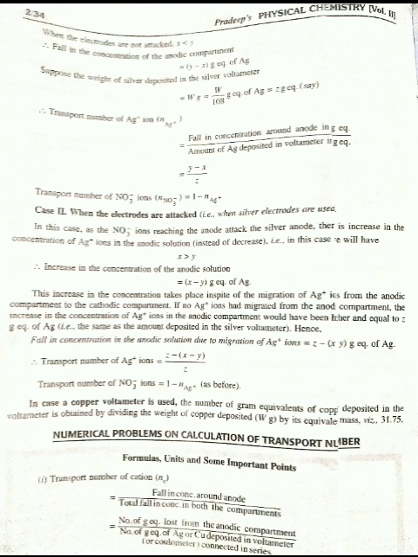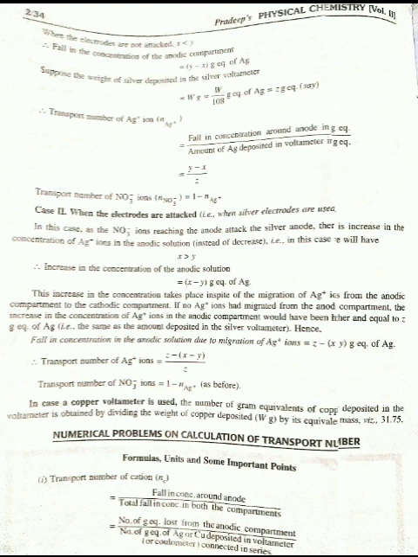In this case, as the NO3 negative ions reaching the anode attack the silver anode, there is an increase in the concentration of Ag positive ions in the anodic solution instead of a decrease. In this case, we will have X greater than Y. Therefore, the increase in concentration of the anodic solution is equal to X minus Y gram equivalent of Ag.